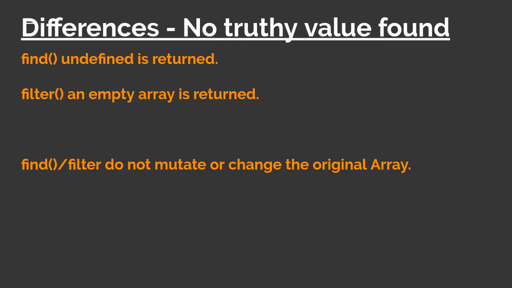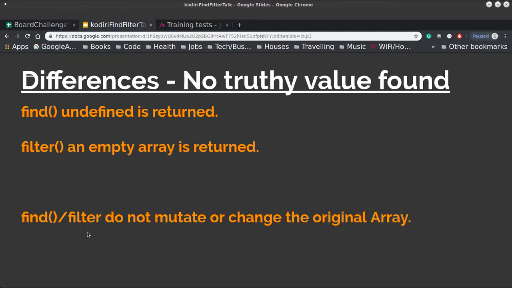So filter will always return a truthy value, even if it finds nothing, which can be tricky if you're not aware of it, if you built your code around it finding something or not. And just a very small point, but it's an important one. Both find and filter, as a lot of methods, do not mutate or change the original array. And we can see that in practice now if you don't know what I mean.